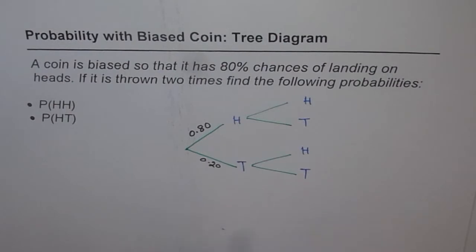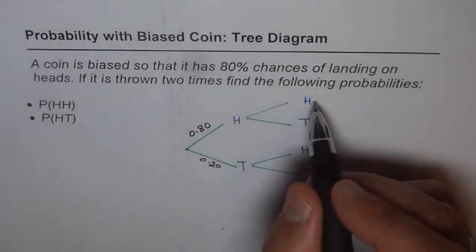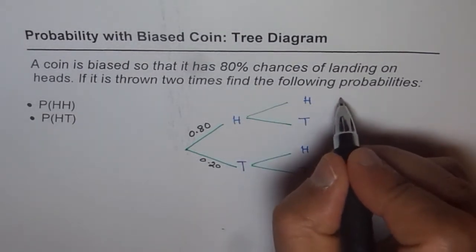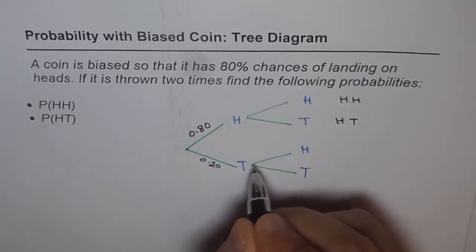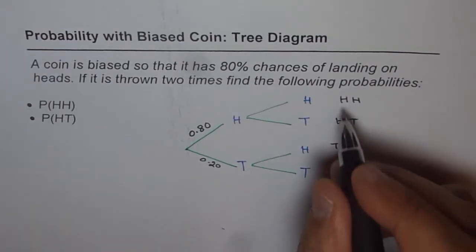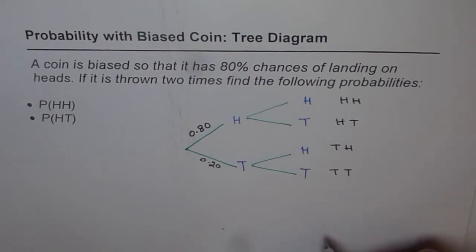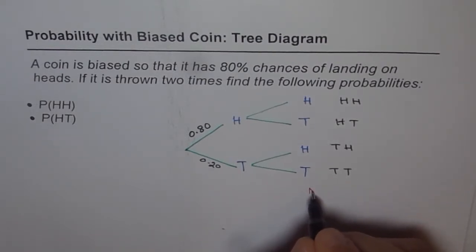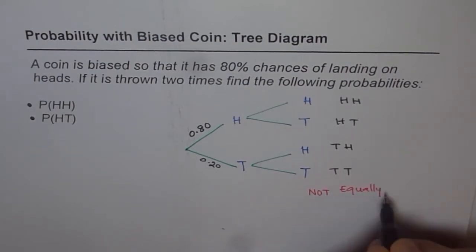Now answer the question. Is it equally likely to get head and tail? Or we get finally these combinations, head and head, for example. So we get a combination head, head here. The other combination is head and tail. And this one is tail and head. And the last combination is tail and tail. So these are 4 combinations. Are they equally likely? That is the question. The answer is no. Do you understand? So they are not equally likely, right?